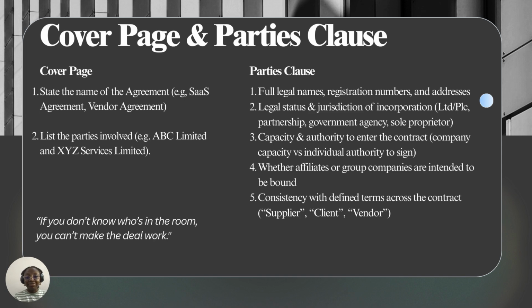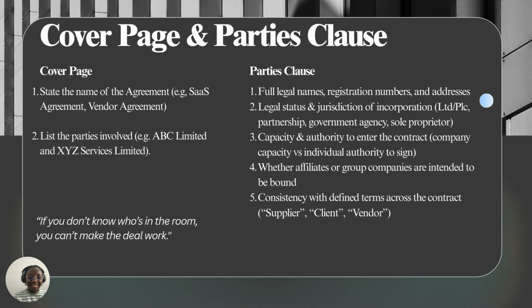Consistency with defined terms across the contract. So you're going to tell us in the parties section who XYZ would be referred to subsequently, who ABC would be referred to subsequently. So if you don't know who is in the room, you can't make the deal work. That's just how it is.